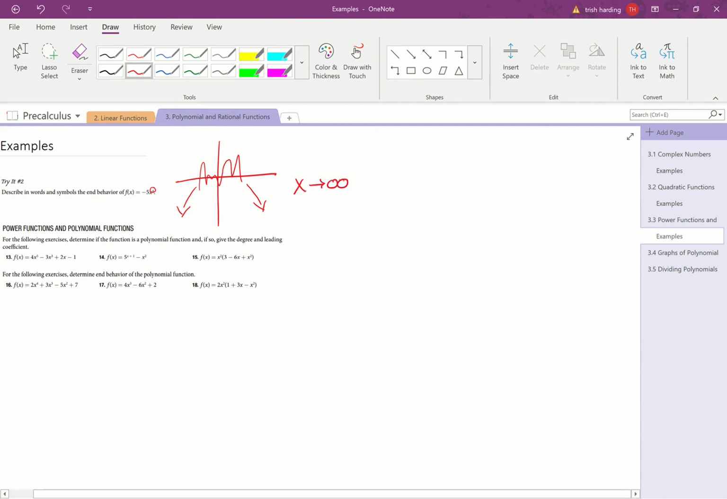So as x goes to infinity, y goes to negative infinity. As x goes to negative infinity, y goes to negative infinity. And this is enough for me.